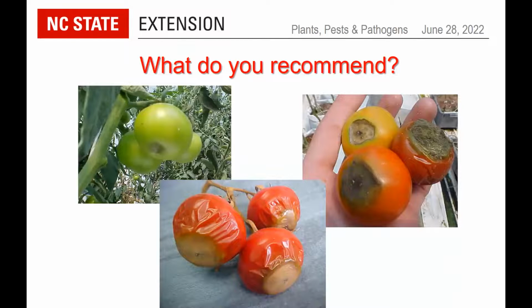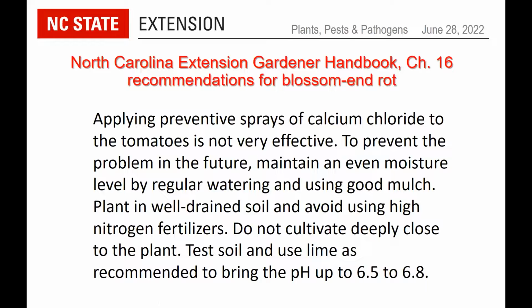And here, everyone knows what this is and was mentioned at the top when we talked about your list of major problems. But blossom end rot caused by a calcium deficiency in the developing fruit. But the question is, what is your recommendation going to be in these cases? And I'm just going to jump to the Master Gardener or the Extension Gardener Handbook, Chapter 16, and what it says.